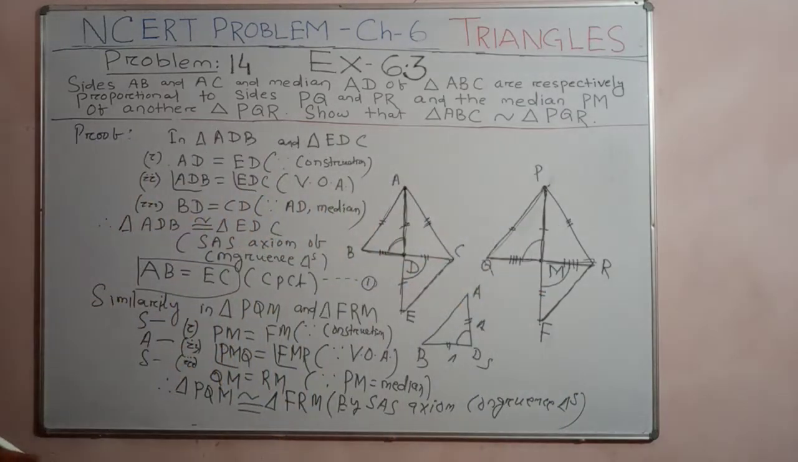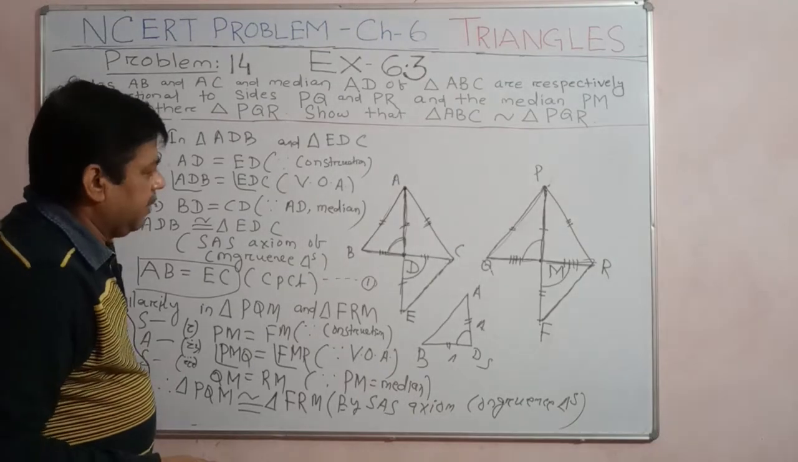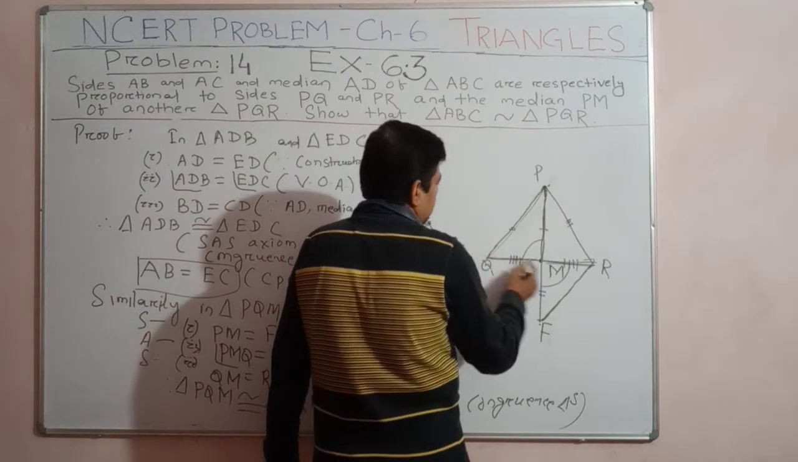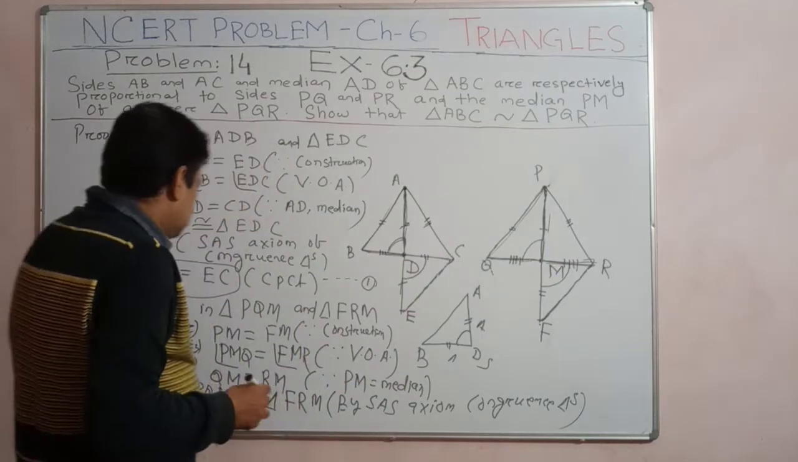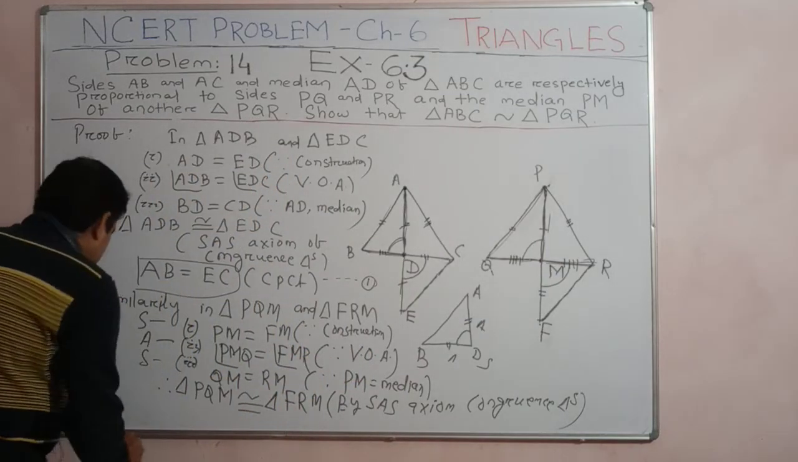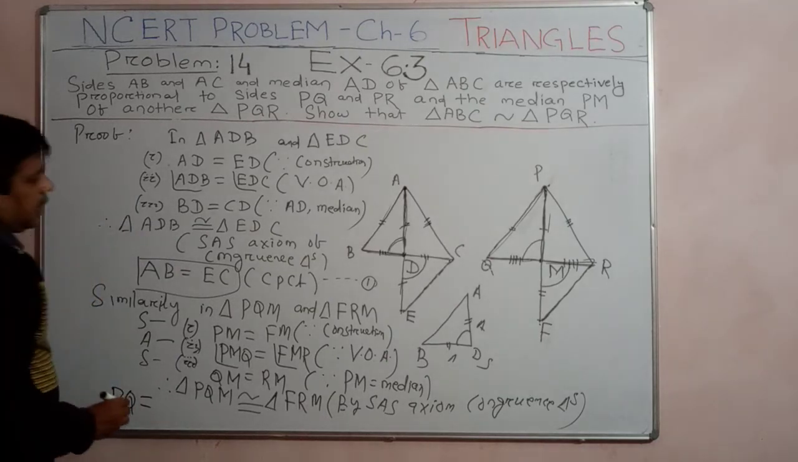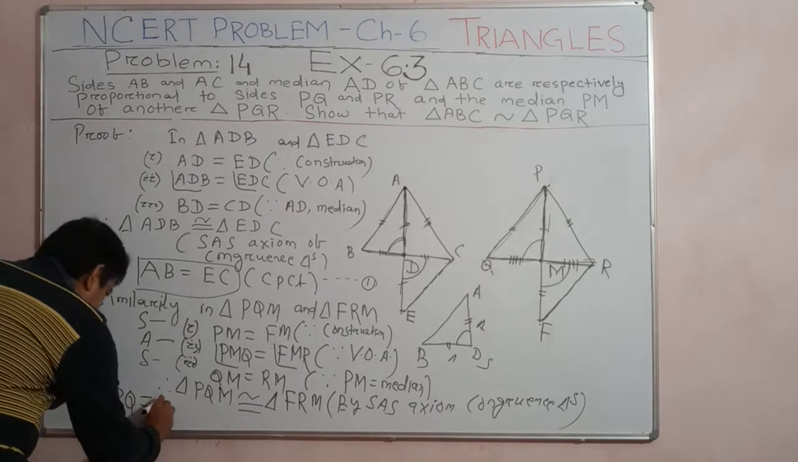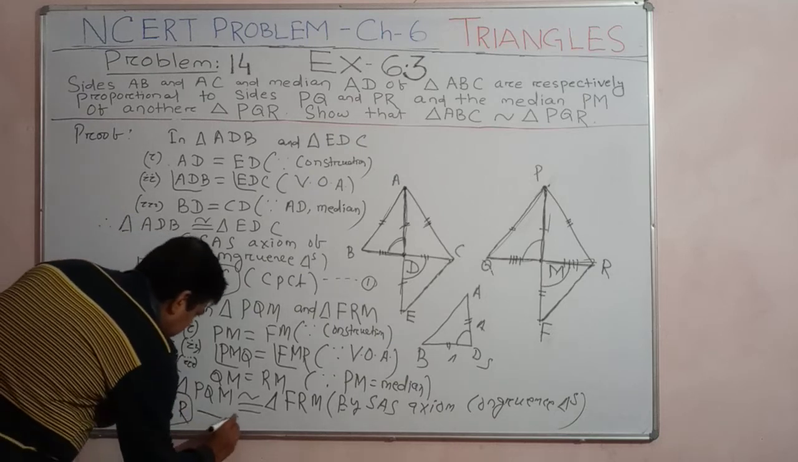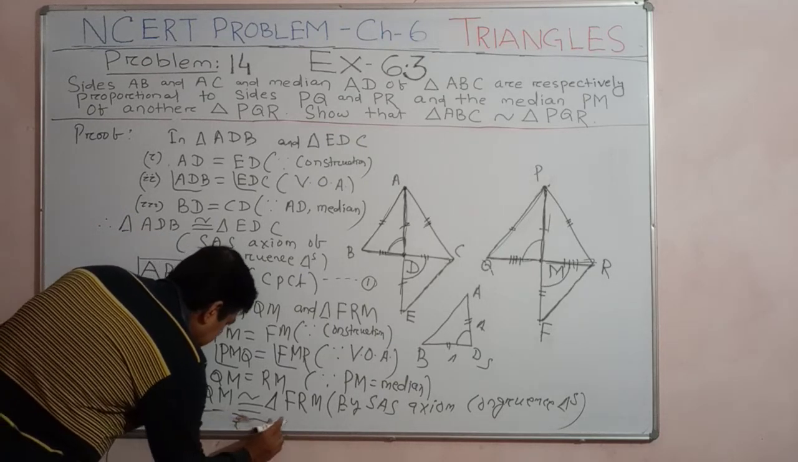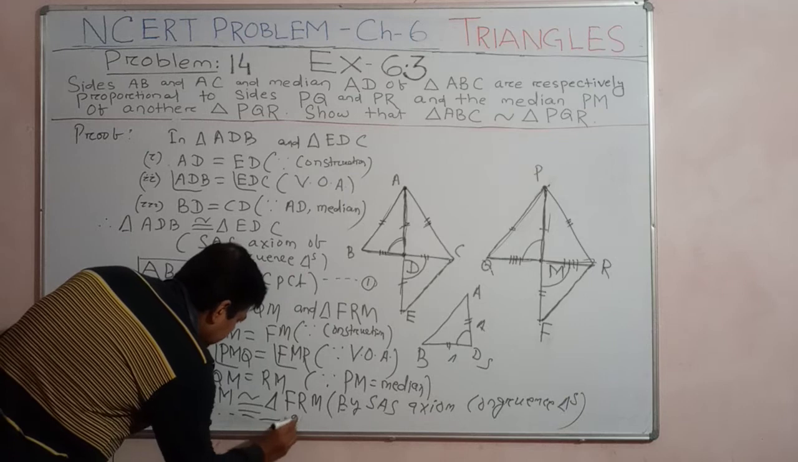Since the triangle PQM is congruent to the triangle FRM, their corresponding sides are equal. So PQ must be equal to FR. This is another important point you can notice here. The second point is that PQ is equal to FR. Is it clear?